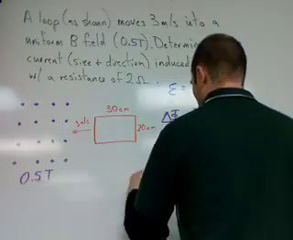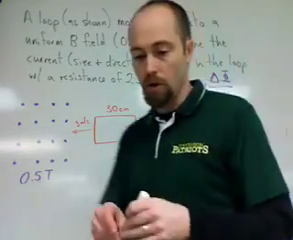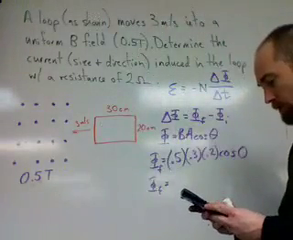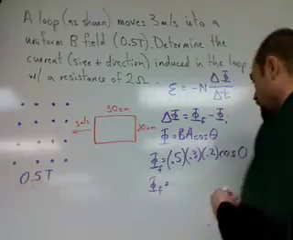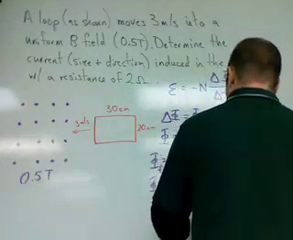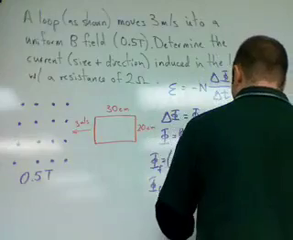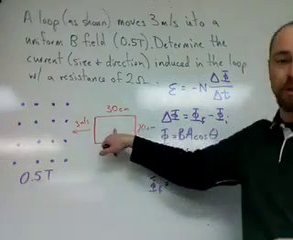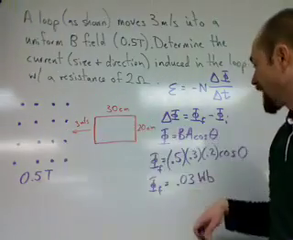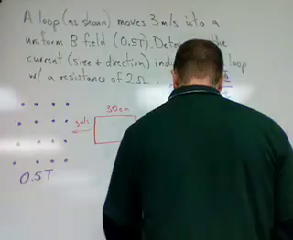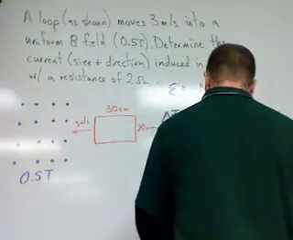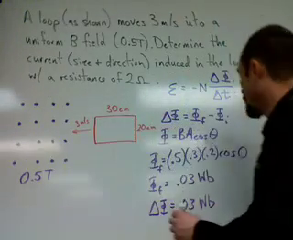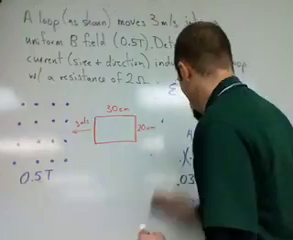So if I do the math there, my final flux is 0.5 times 0.3 times 0.2. I get 0.03 either Tesla meters squared or Webers. And my initial flux right now is 0 because there's no magnetic field. So my change in flux is 0.03 Webers. Okay? So far so good. So let me erase this.